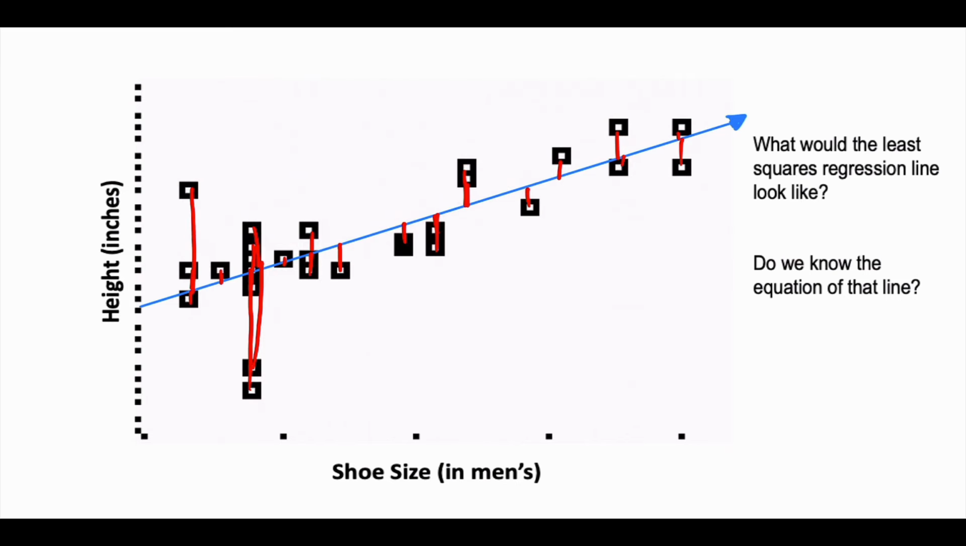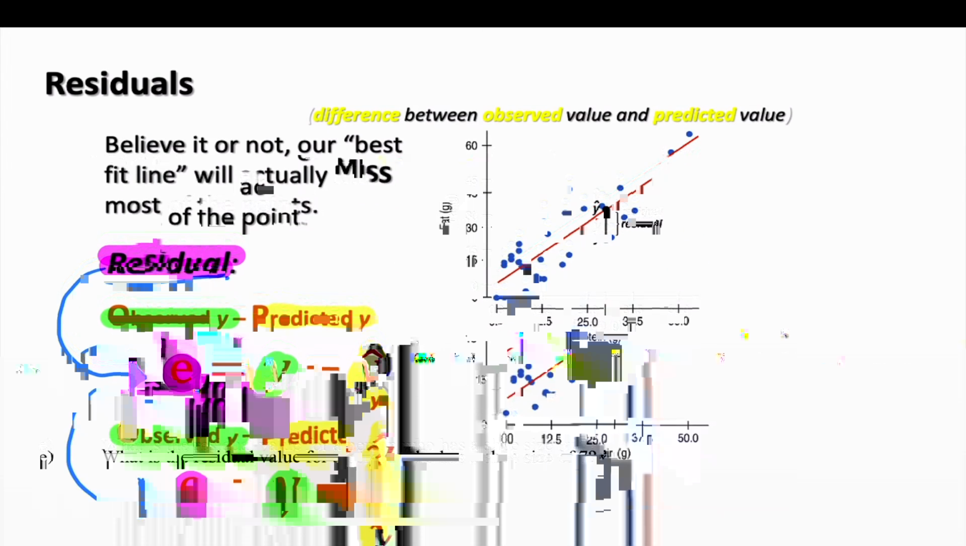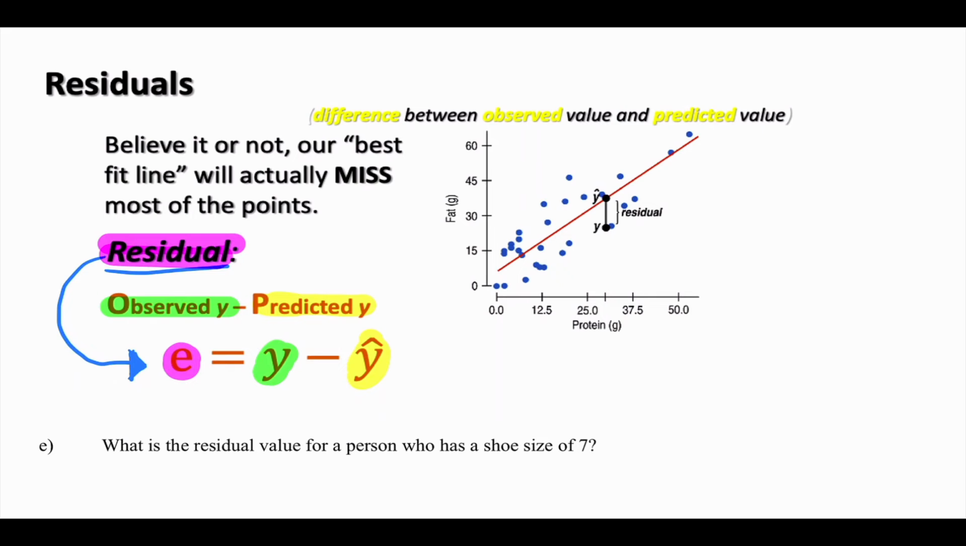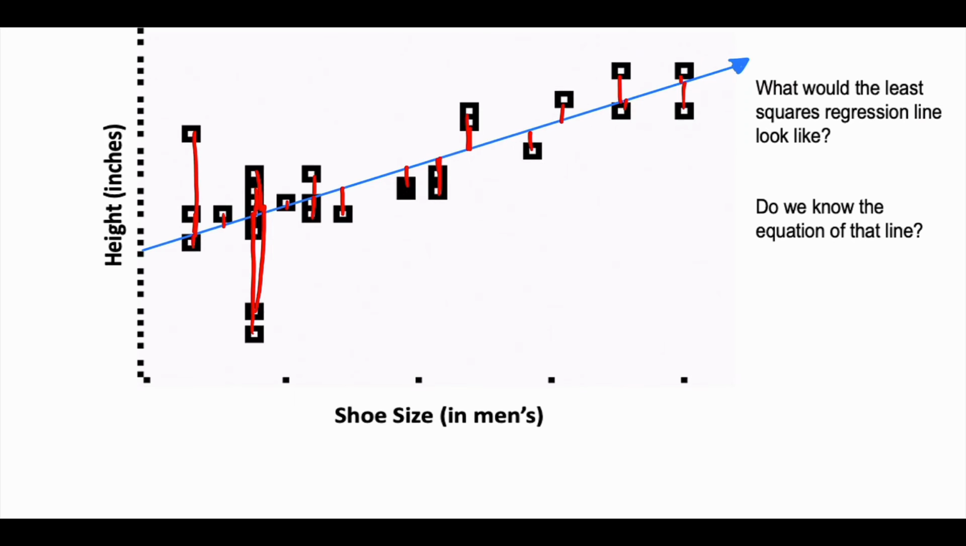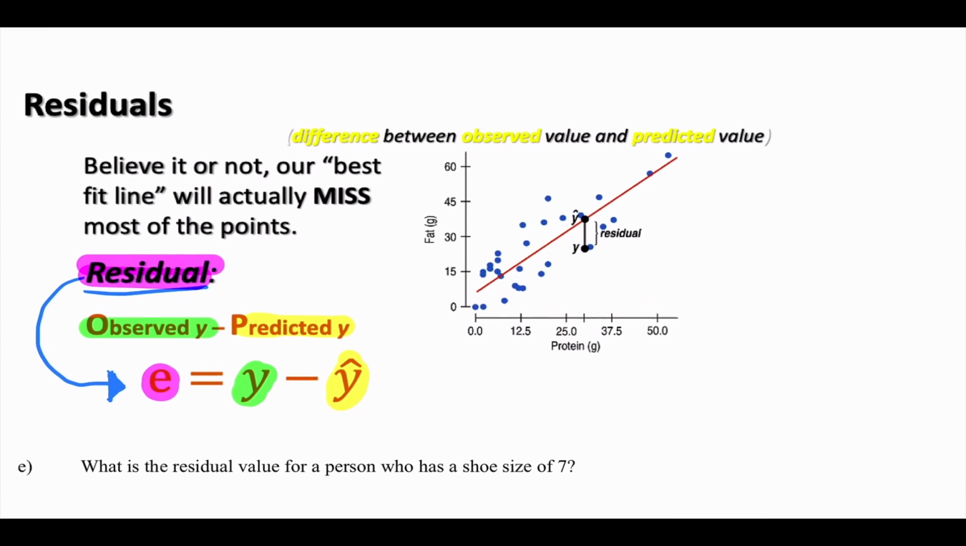So what are those errors called? Another name for them is residuals. That's another name for it that you will see. They're errors, but you will see them called residuals from now on. So what is a residual? It's the difference between what I observed and what we predicted. The length of these red lines, that's what a residual is.